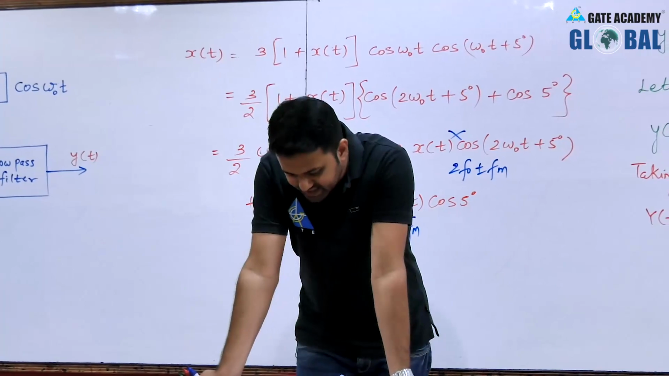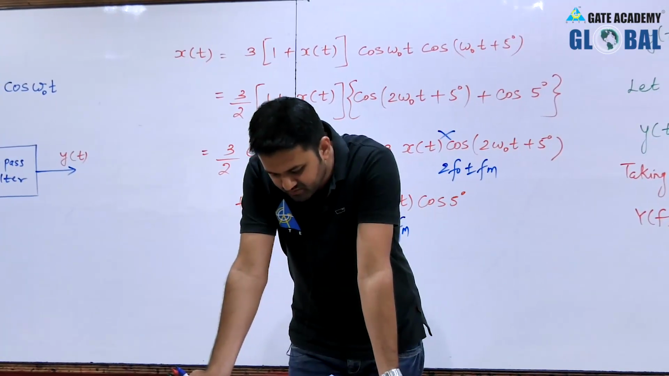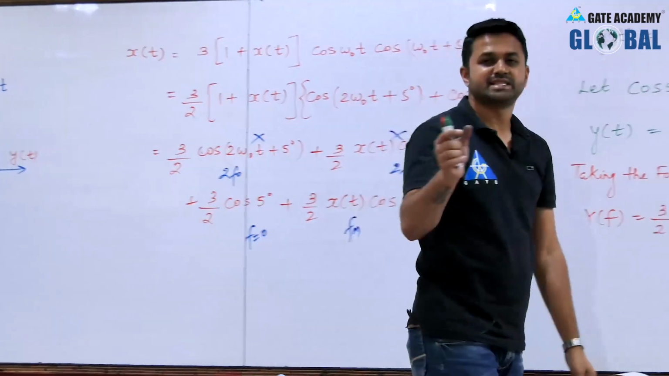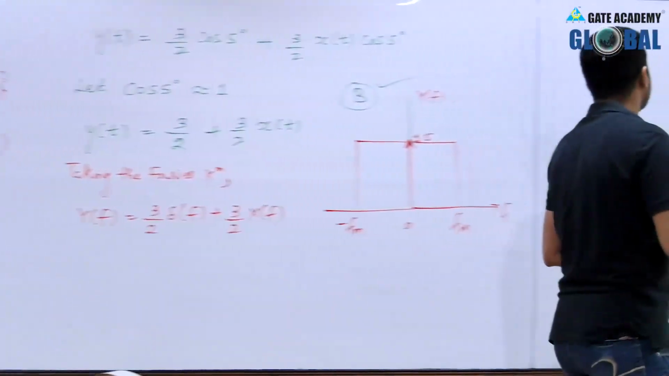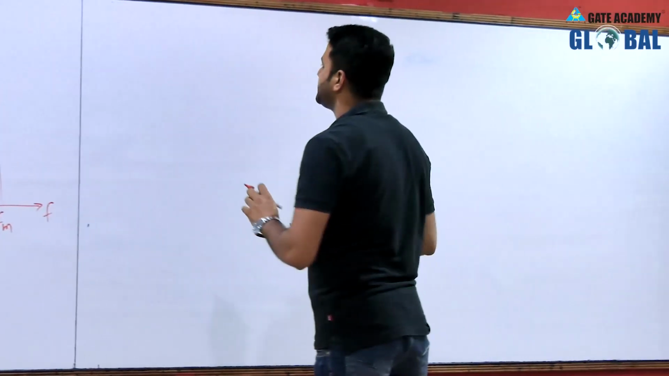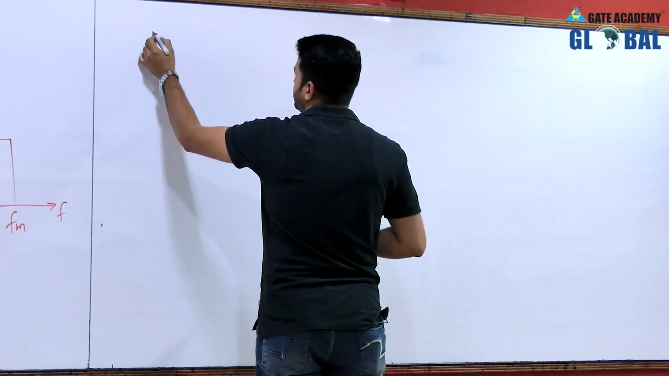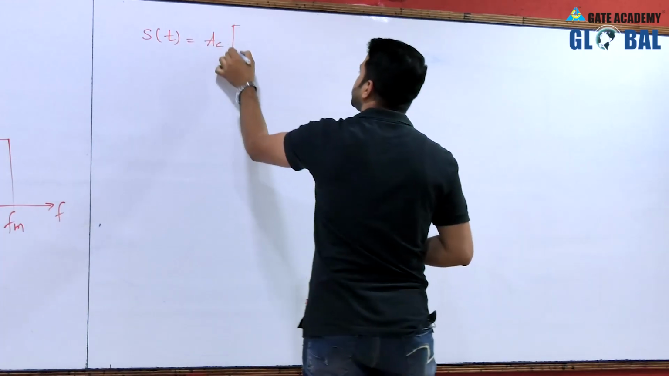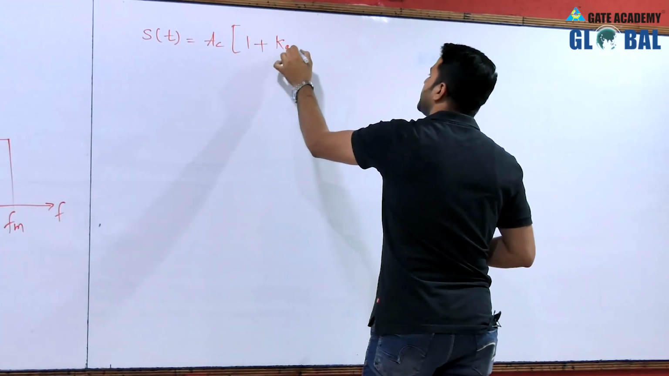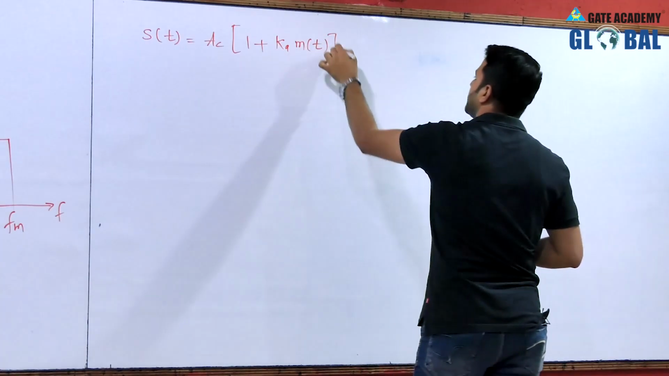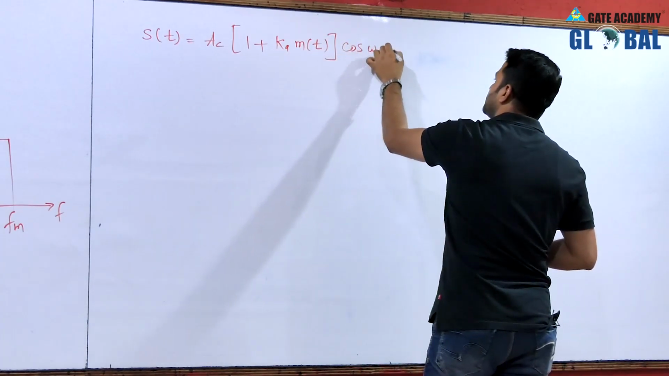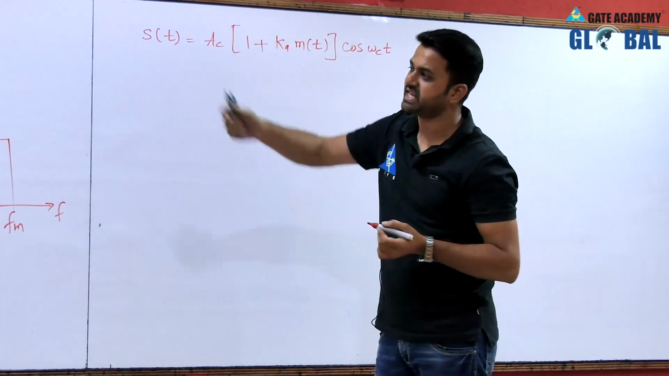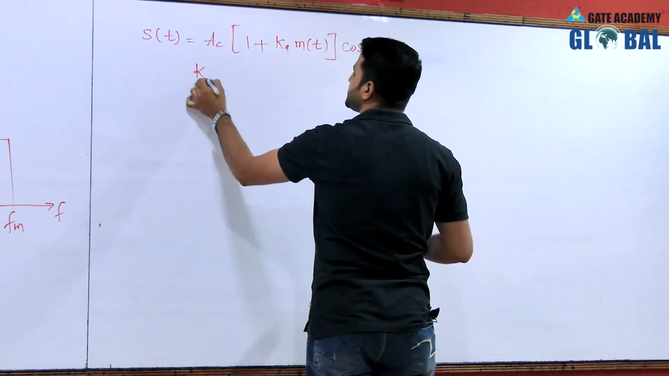Now, in question number 36, the output spectrum for the envelope detector, assuming the maximum value of the message signal is less than 1. We know that the standard expression for an AM signal is given as Ac into 1 plus K into message signal, into carrier signal. If we compare the expression of the AM signal with the given expression, we find that K is given as 1.